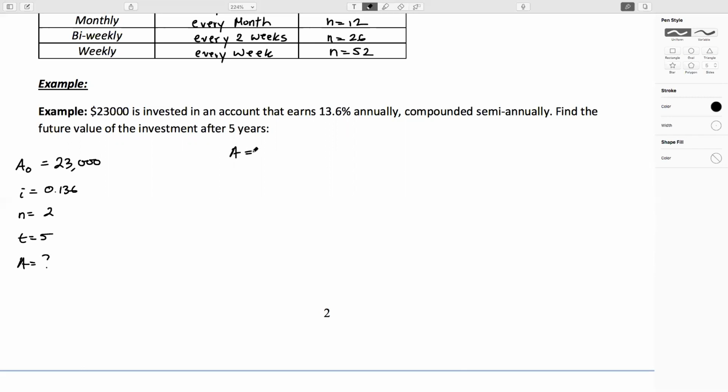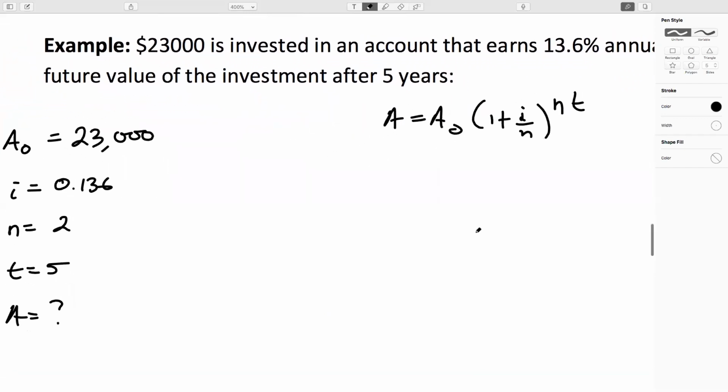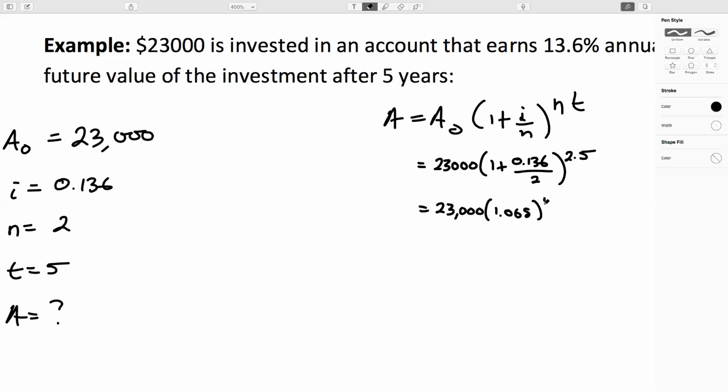So we start with the same formula. A equals A0 times (1 plus I over n) to the nt. Zoom in a little bit. We'll put in our numbers. A0 is 23,000 times (1 plus 0.136 divided by 2) to the power 2 times 5. And now you can punch this in your calculator right now, or you can try and simplify it a little bit. I'm just going to calculate those brackets. So 1 plus 0.136 over 2. This equation will simplify into 23,000 times 1.068 to the power 10.